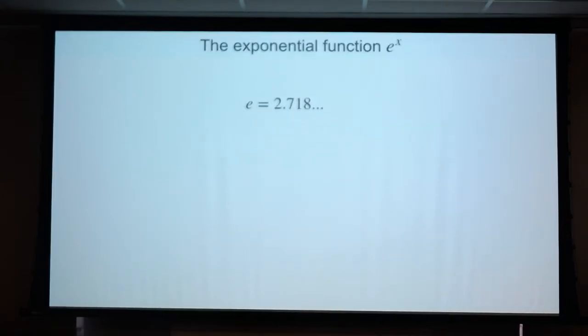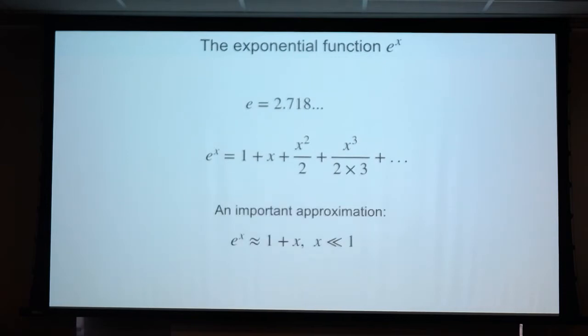Okay, so we all know the exponential function. This is a very famous function in mathematics and physics, and when you say e to the x, there's this expansion where e to the x is an infinite expansion of terms. A very important approximation that we're going to use several times today is that if you look at e to the x when x is very, very small, you can take just the first term of the expansion, and we say that e to the x is very close to 1 plus x when x is really small.